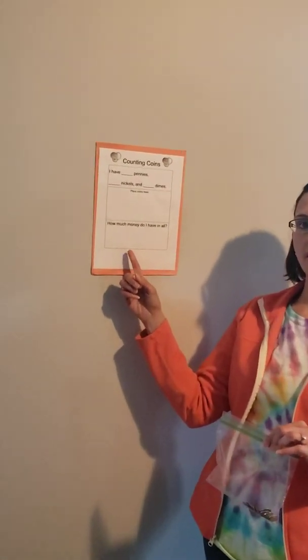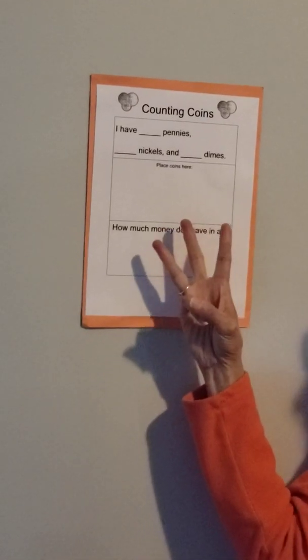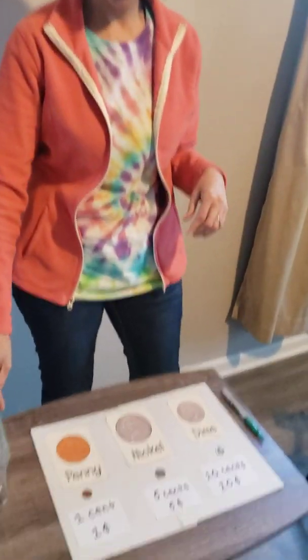For today's activity, you'll need your money bag with your coins, and then in your string kit, you should also have several sheets of the counting coins paper. You'll need 3 copies of this. But before I explain today's activity, let's go ahead and review what we've learned about the values of our coins.